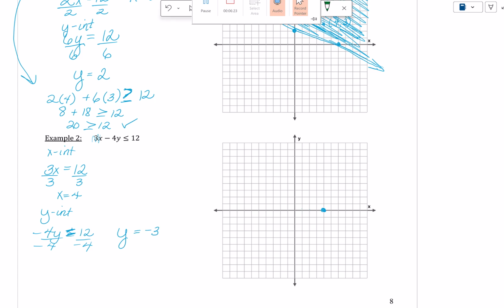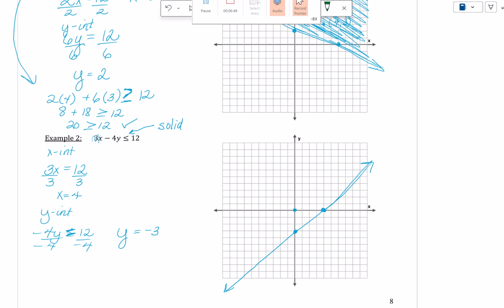So I'm going to go to negative 3 and put my point. This one again is solid because of the equal sign underneath. I'm including the line in my answer. So I draw my line, and then I'm going to pick a point. I'm going to go ahead and pick the point 0, 0, because that is above it.